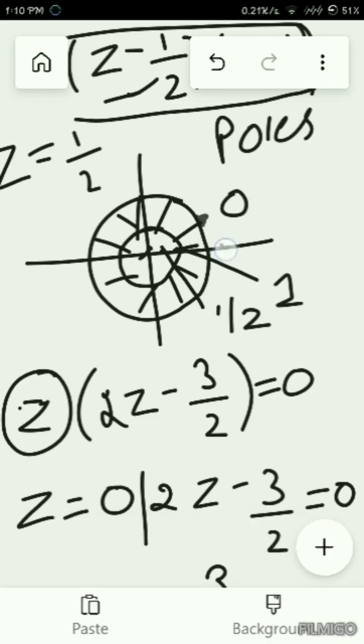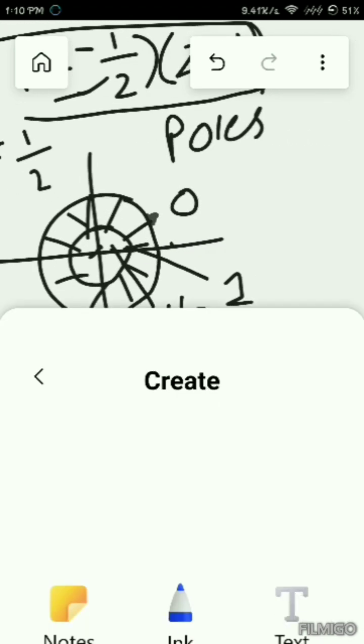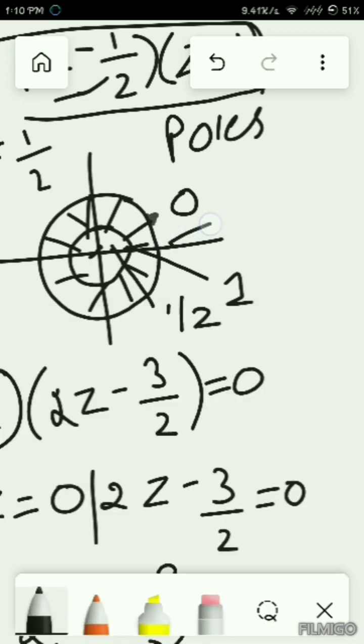So I am going to write it over here, stating that it is 3 by 2. So therefore this is what I have to do, right? So this is what I missed. So this is the correct ROC diagram.